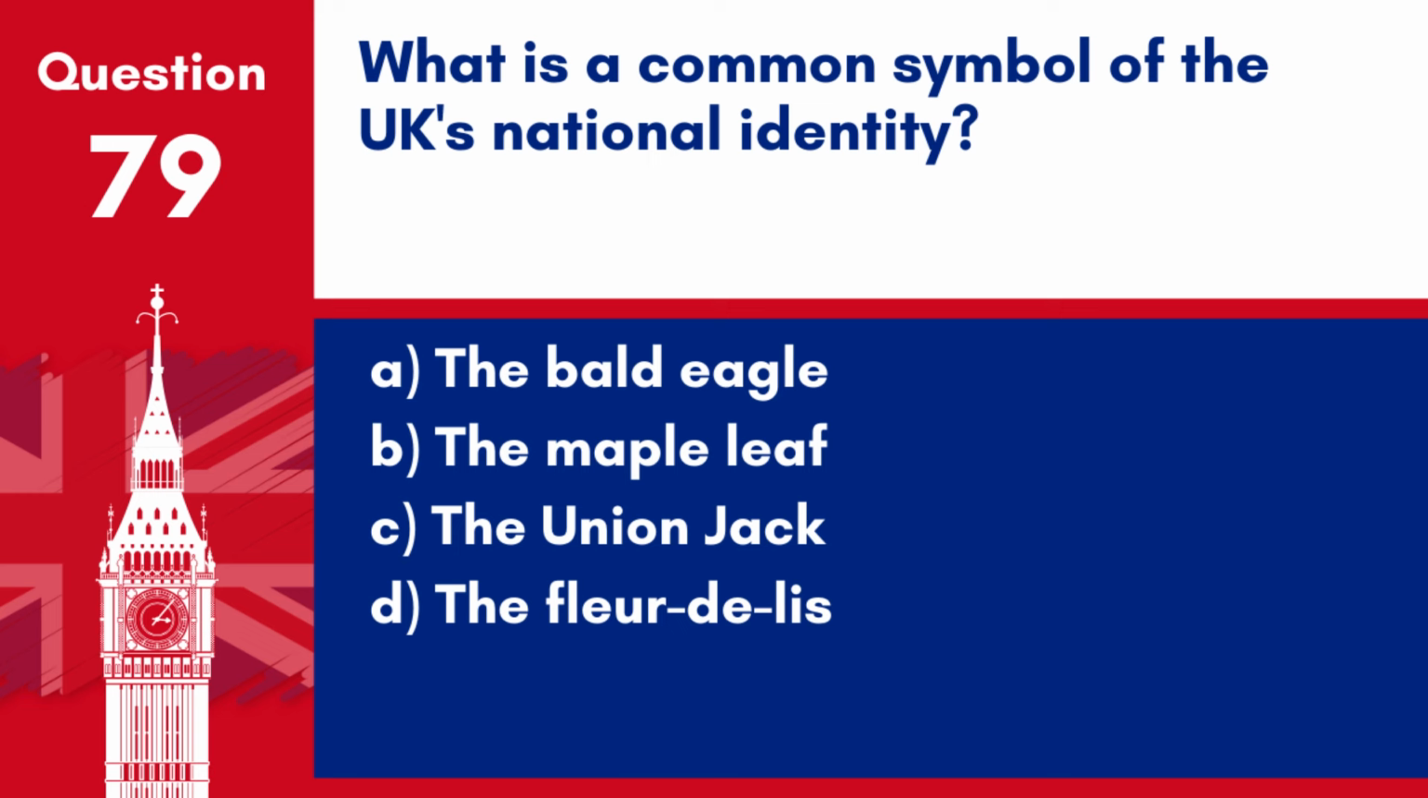Question 79. What is a common symbol of the UK's national identity? A. The bald eagle. B. The maple leaf. C. The Union Jack. D. The fleur-de-lis. Answer C. The Union Jack. The Union Jack flag is a powerful symbol of the UK and its history.